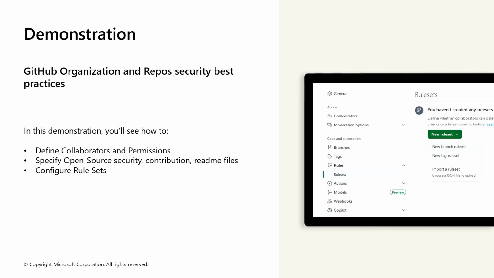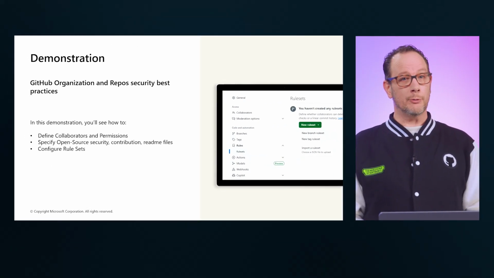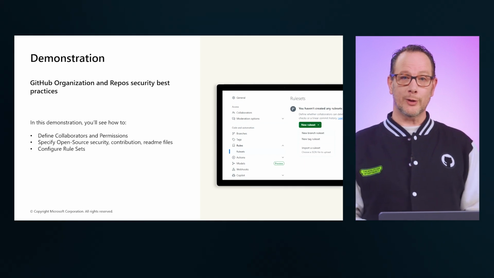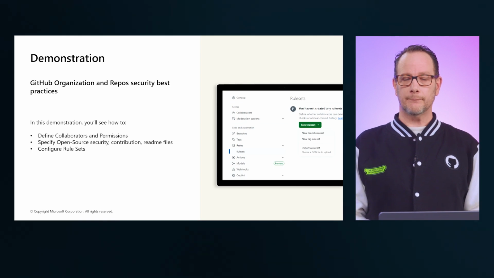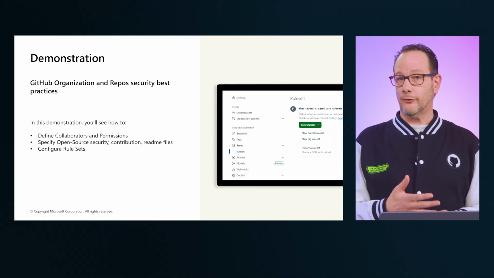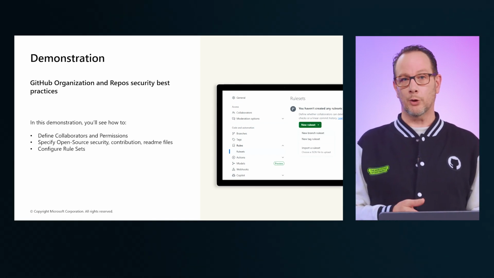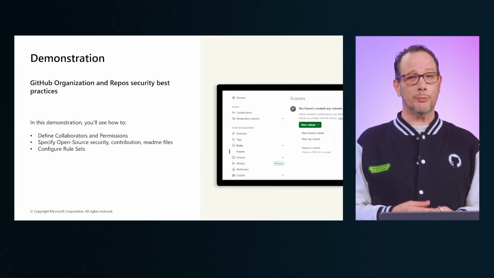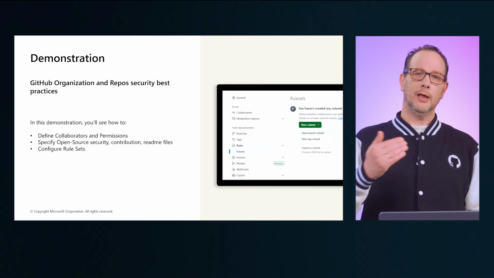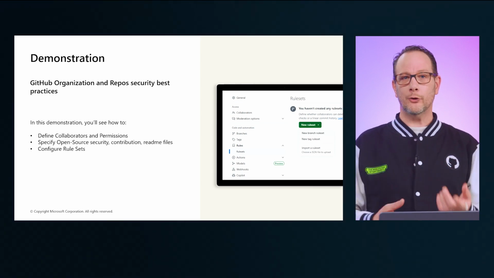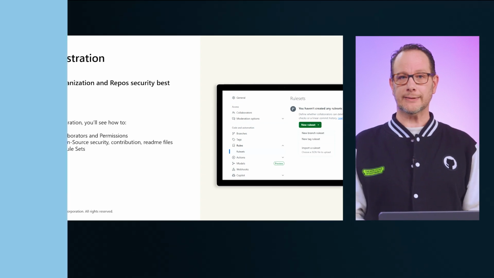With that, we covered several of the GitHub security best practices for your organization and your repos. We touched on different capabilities, so I think it's time to switch to my demo environment and walk you through several of the discussed capabilities. In this specific demonstration, I'm going to show you what it takes to define collaborators and allocating permissions. I'm going to show you how you specify open source security, contribution, and overall README files. And then last, I'm going to close with walking you through the configuration of the rule set.